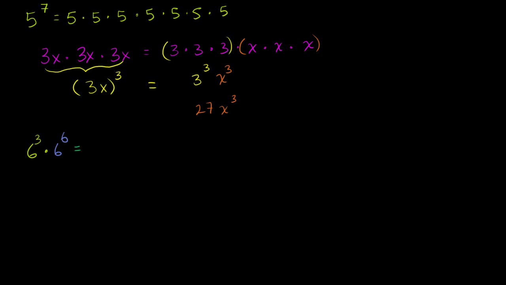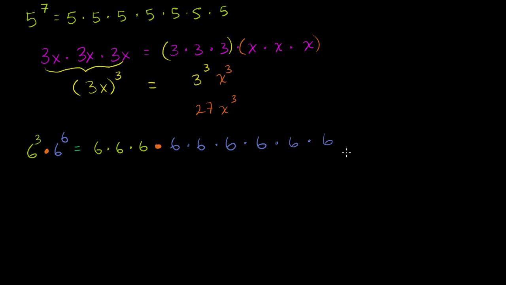Well, 6 to the third, we know that's 6 times itself 3 times. So it's 6 times 6 times 6. And then that's going to be times 6 to the sixth power. Well, what's 6 to the sixth power? That's 6 times itself 6 times. So it's 6 times 6 times 6 times 6 times 6. Let's see, that's 5. Then you get one more times 6.